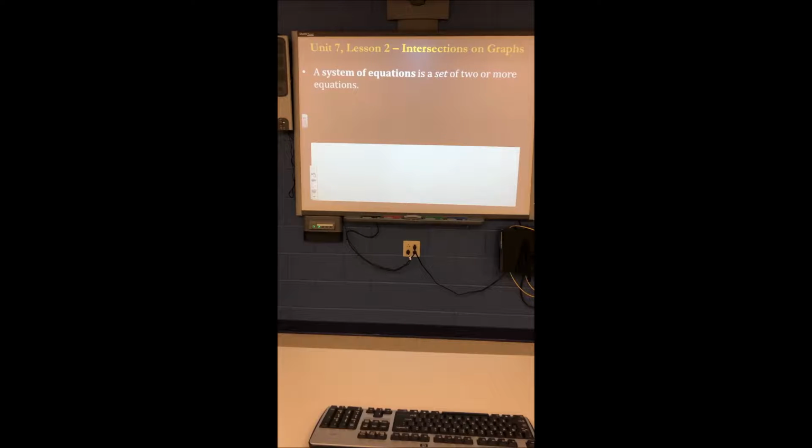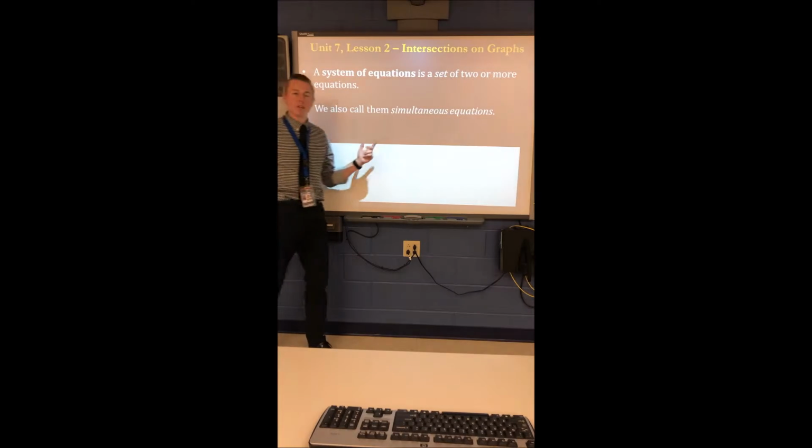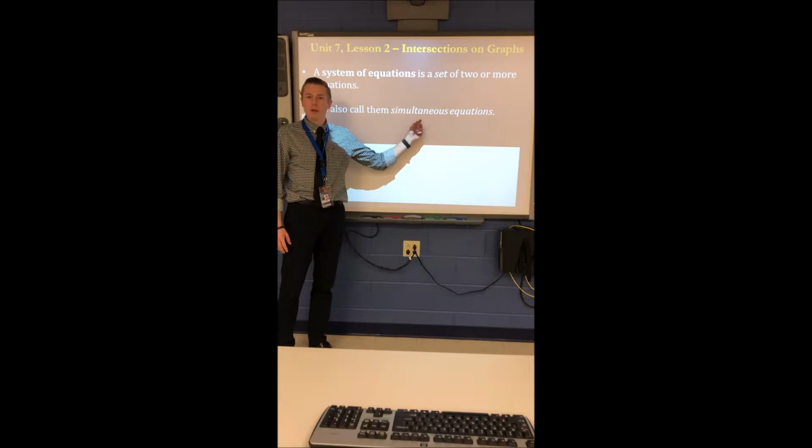A system of equations is a set of two or more equations. So a system. Think about a factory. There are systems. Your body has systems in it. They work together. Same thing in mathematics, systems of equations. We call them simultaneous equations sometimes. Some people call them simultaneous.